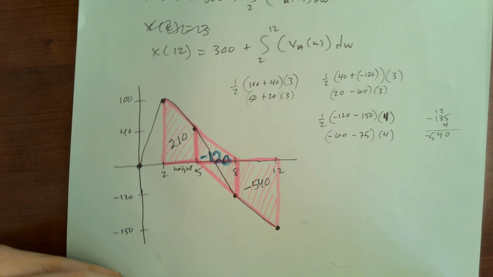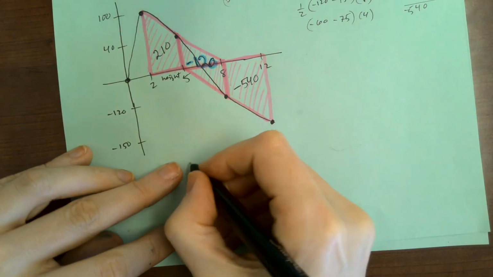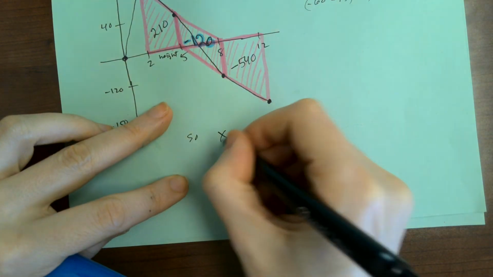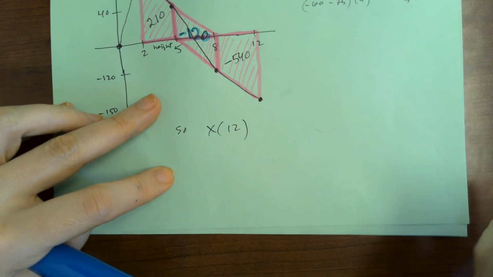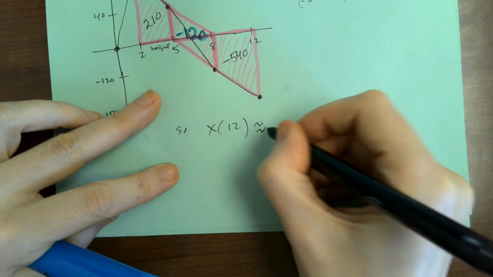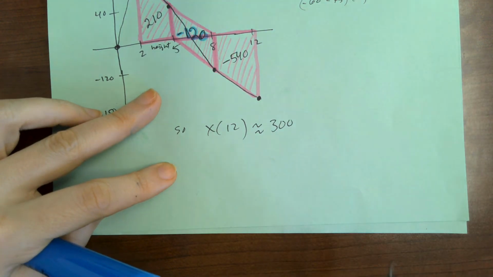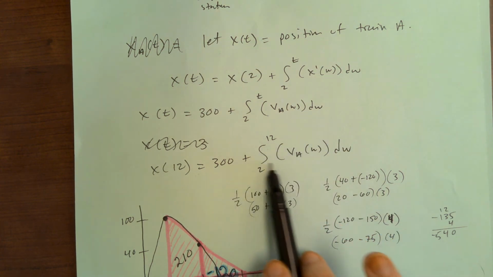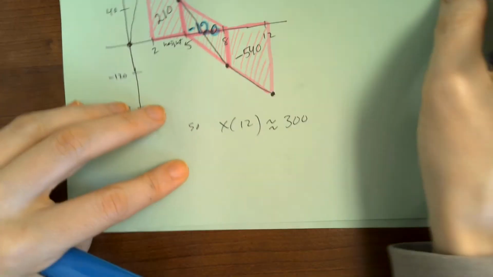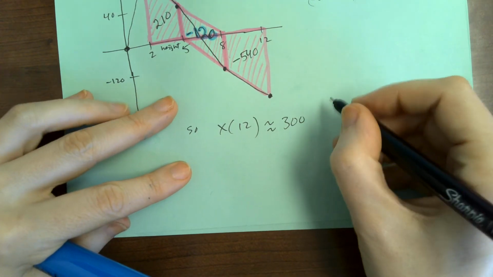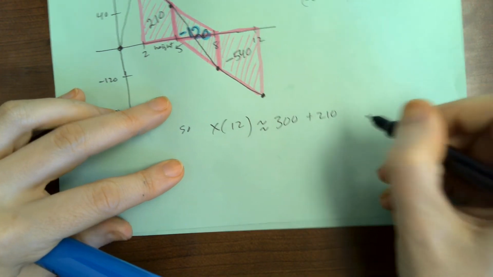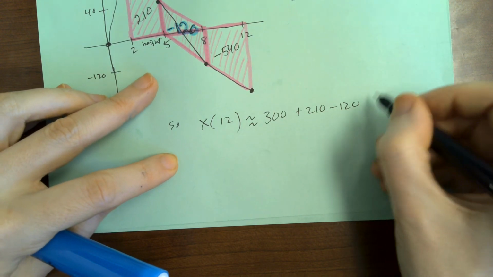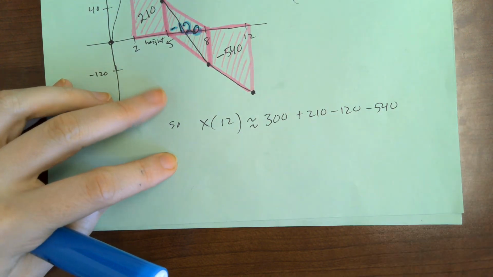Okay, so the position is going to be approximately 300. Okay, 300 is right there. And then we're estimating this integral like this. So plus 210 minus 120 minus 540.